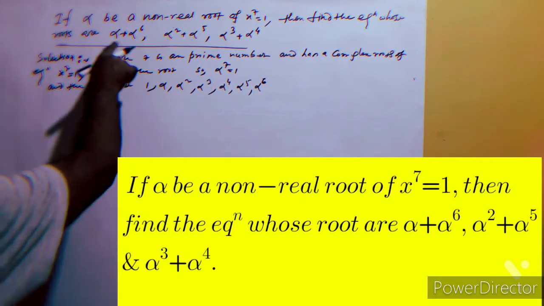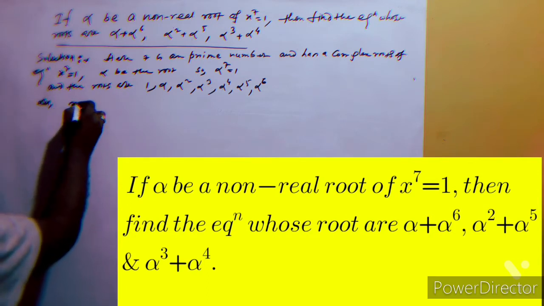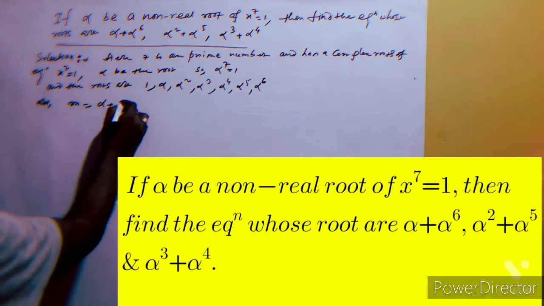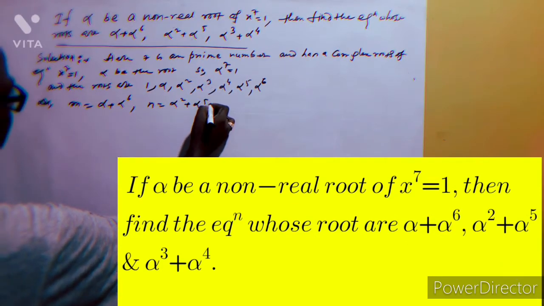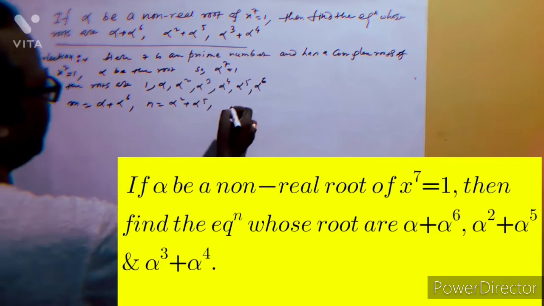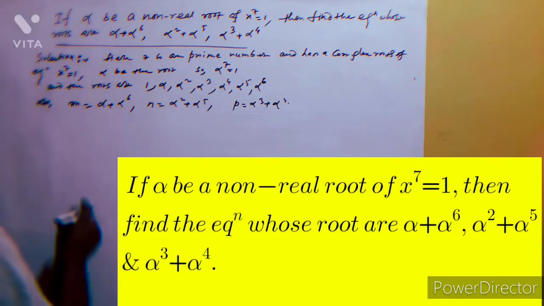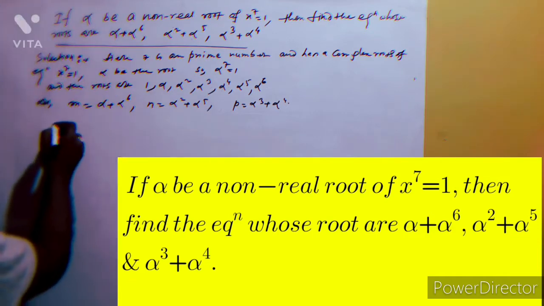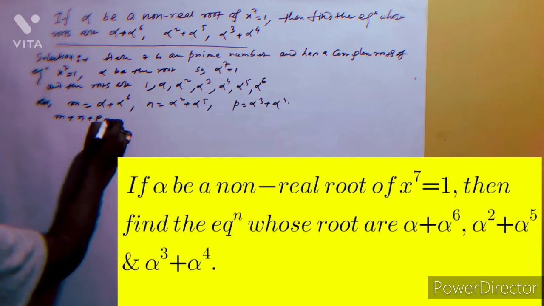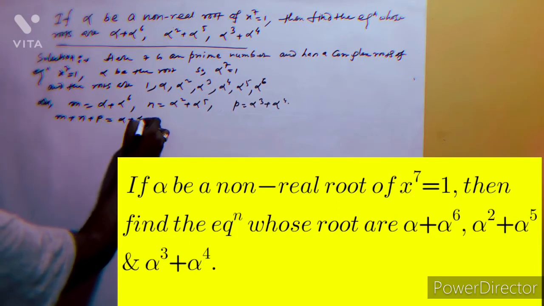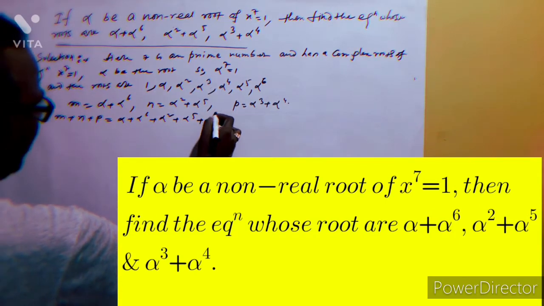Now from the above, let m equal alpha plus alpha to the power 6, n equal alpha square plus alpha to the power 5, and p equal alpha cube plus alpha to the power 4. Now adding these three, we get m plus n plus p equal alpha plus alpha to the power 6 plus alpha square plus alpha to the power 5 plus alpha cube plus alpha to the power 4.